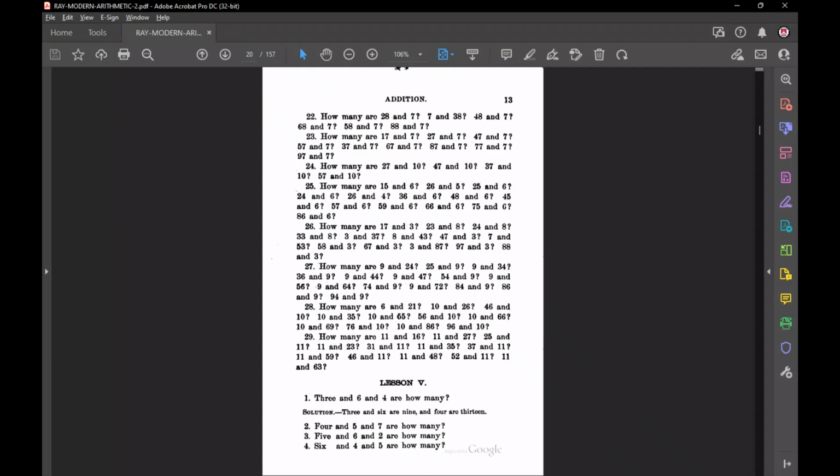Okay? So 3 and 6 and 4 are how many? The solution is 3 and 6 are 9, and 4 more are 13. That's the solution. Not only does the solution tell us the right answer, but it tells us how to find the right answer. Do you see that? Okay?